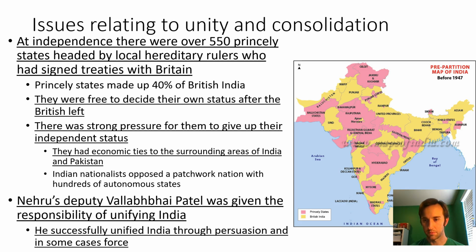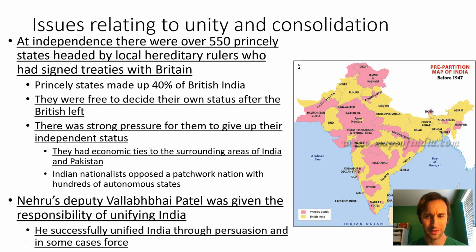But as soon as the British left, each of these princely states were left to decide what they want to do. They could try for independence, or they could try to join one of these new Pakistan or Indian states. There was very strong pressure from both sides to give up that independent status because they had strong economic ties to the rest of India. They could not be just an island in the middle of India.